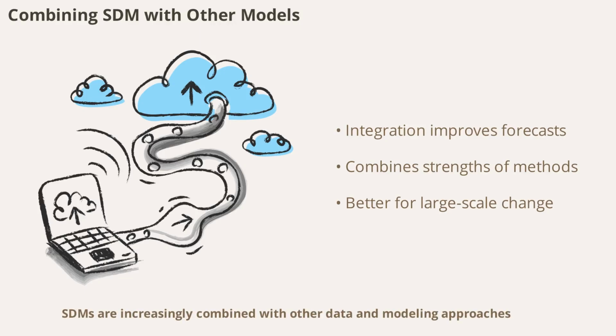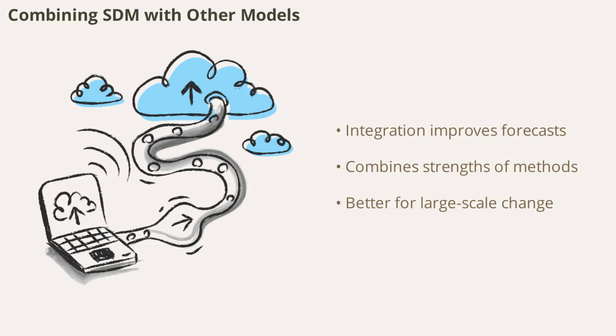SDMs are increasingly combined with other data and modeling approaches, such as spatially explicit models of population and community dynamics. This integration allows for more realistic predictions of species responses to environmental change, especially at larger spatial scales. Combining different methods leverages the strengths of each and helps overcome the limitations of correlation-based SDMs.